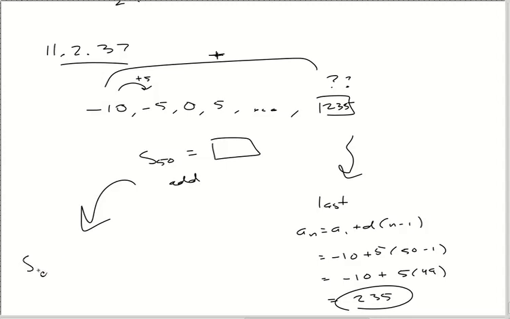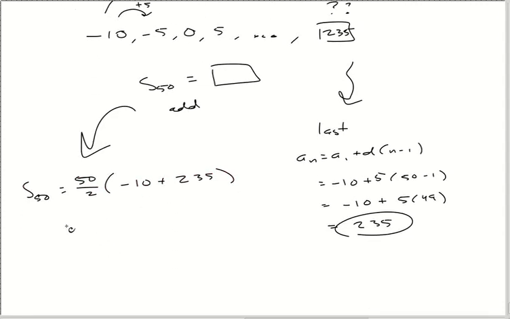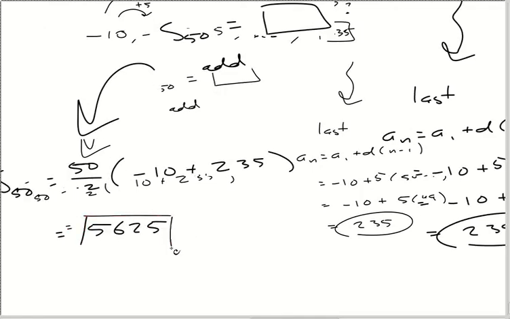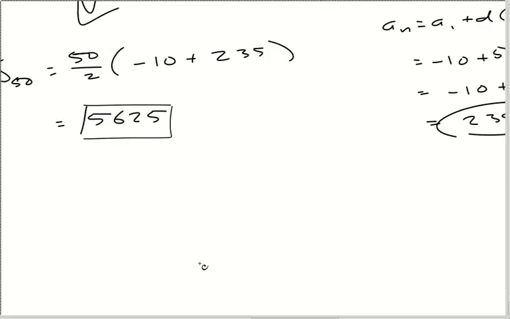So S50, I guess, is 50 terms, divide by 2. And then my first term was a negative 10. My last term was a 235. Calculator, so I got 25 times whatever, and we get the answer to be 5625. I zoomed in again. Okay, well, there you go.